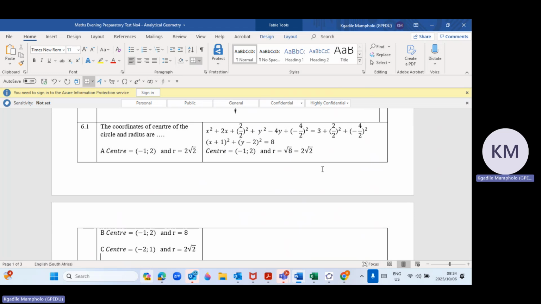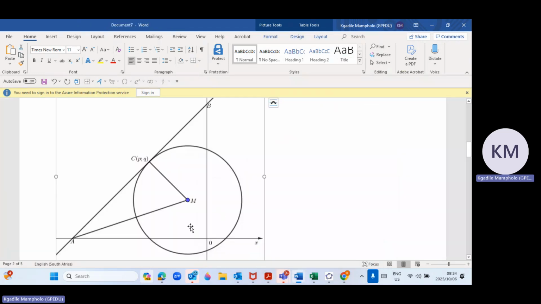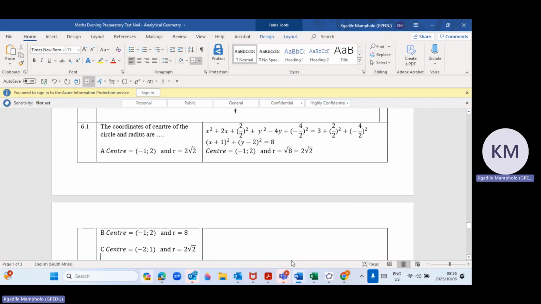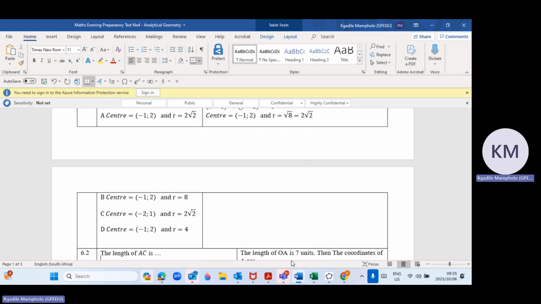But we know that the radius will be the square root of the answer you get here. The square root of 8 is 2 root 2. Then the center will be -1 and +2. You can see that the center will be -1 and +2. Now that's the center and the radius of the circle.